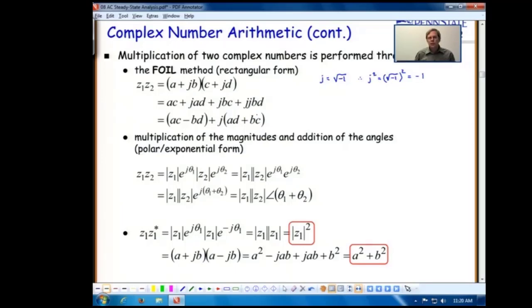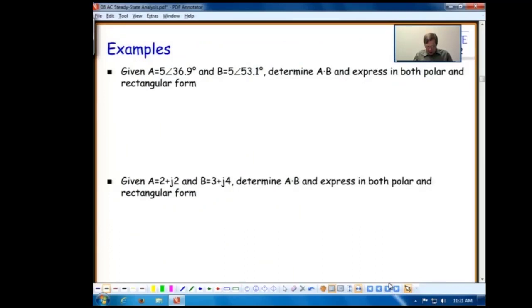If you do multiplication on complex numbers expressed in polar form, we get something that's a lot easier to handle. You multiply the magnitudes and you add the angles. So let's do some examples and see how those work out. What I'd like you to do here now is stop the video and work out the first problem. The two numbers A and B are expressed in polar form, so it should be very easy to find A times B.